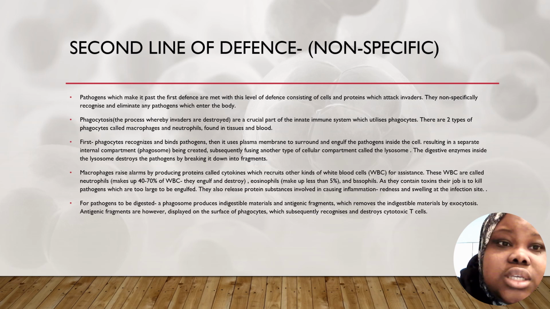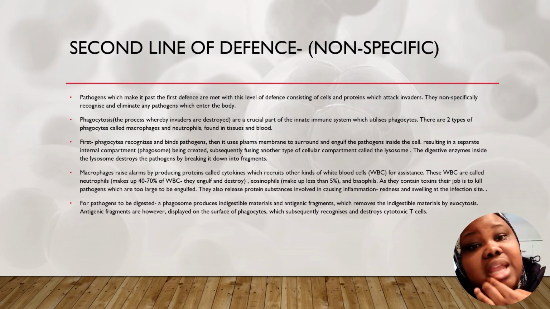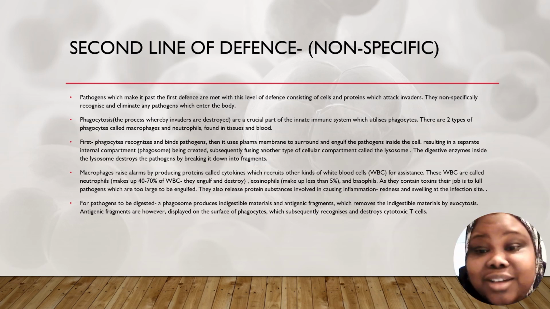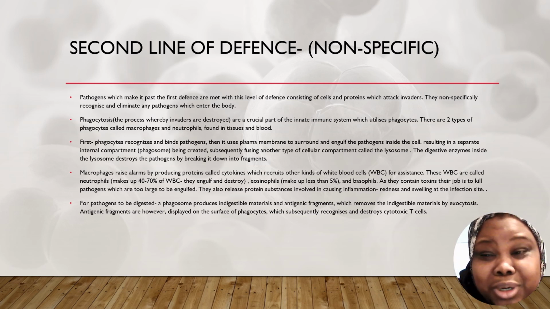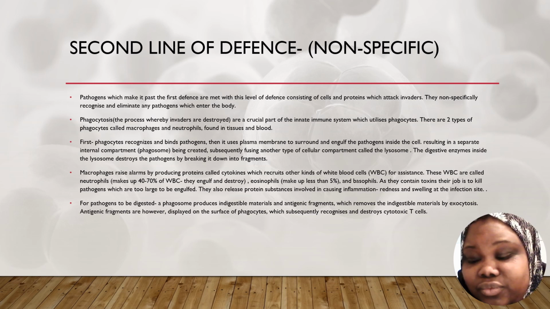So the second line of defense, also known as the non-specific line of defense, is whereby pathogens which make it past the first defense are met with this level of defense, consisting of cells and proteins which attack invaders. They non-specifically recognize and eliminate any pathogens which enter the body, which means anything that comes in the body that's foreign. It could be sperm, it could be even just anything. They just attack.